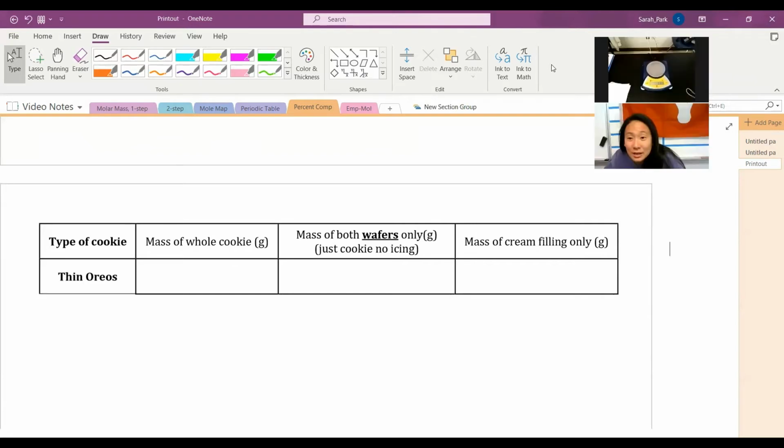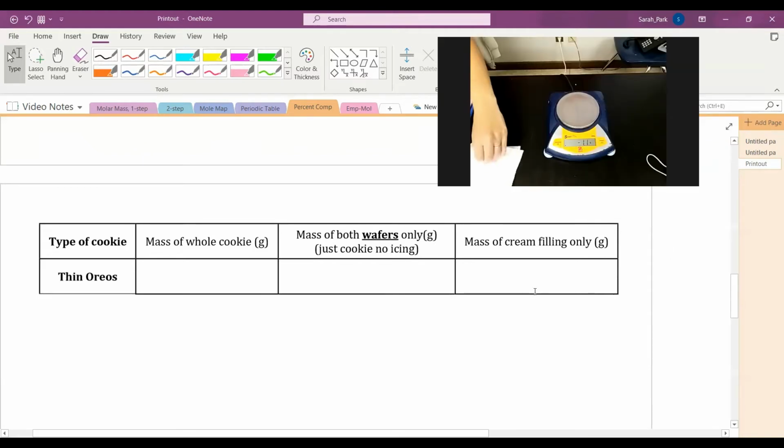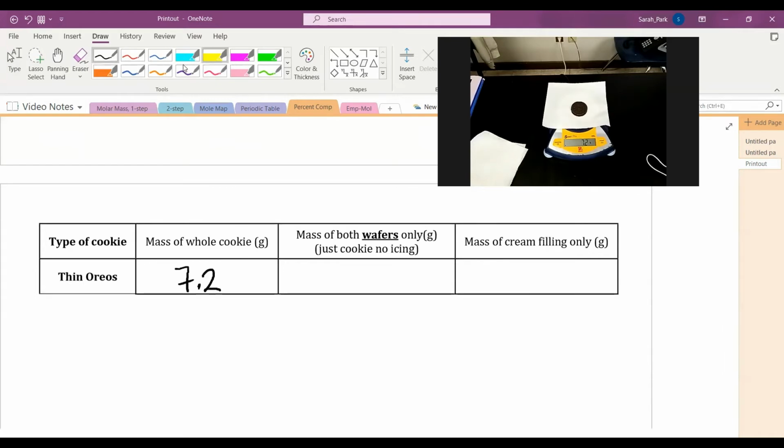So let me blow this up for you. Hopefully it zooms in for you so we can see the mass of the cookie. So I'm going to put a little paper on here. We're going to clear the screen there. Okay, and then I'm going to put this wonderful cookie here. The total mass of this cookie is what? 7.2 grams. So the entire cookie is 7.2 grams.